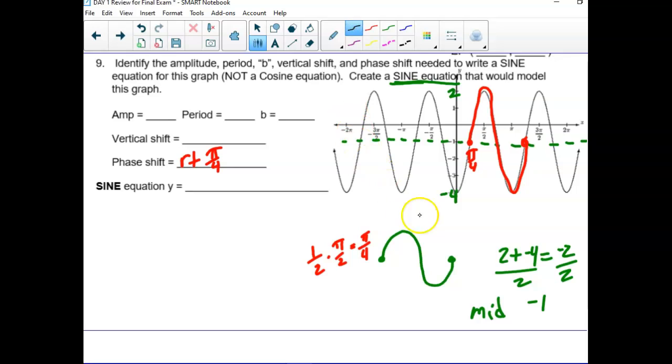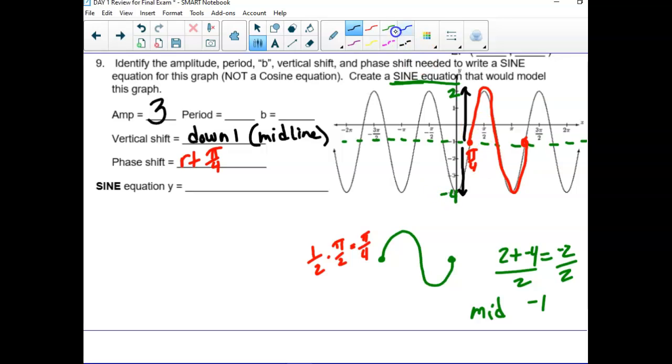All right, what else can you tell me then? Amplitude, well, the midline, the vertical shift was down 1, right? That was the midline. The amplitude is how far above and below that it goes. So from -1 and down to -4, that's an amplitude of 3, right? Any questions on that?